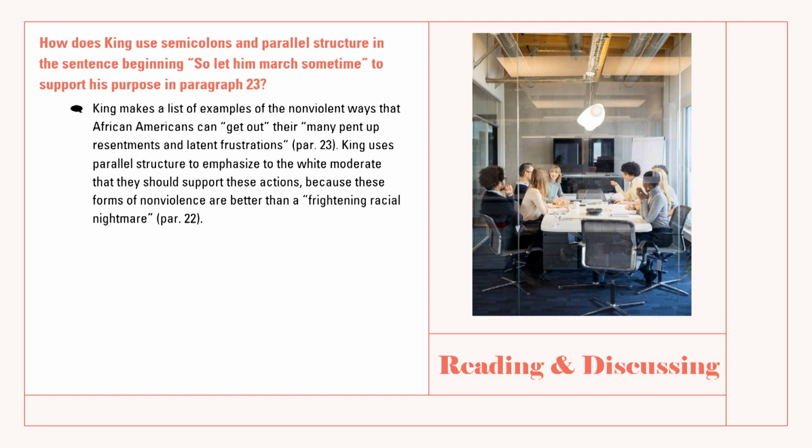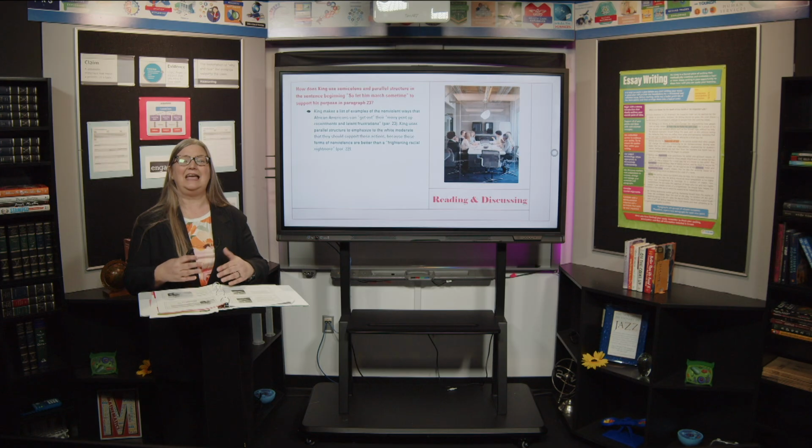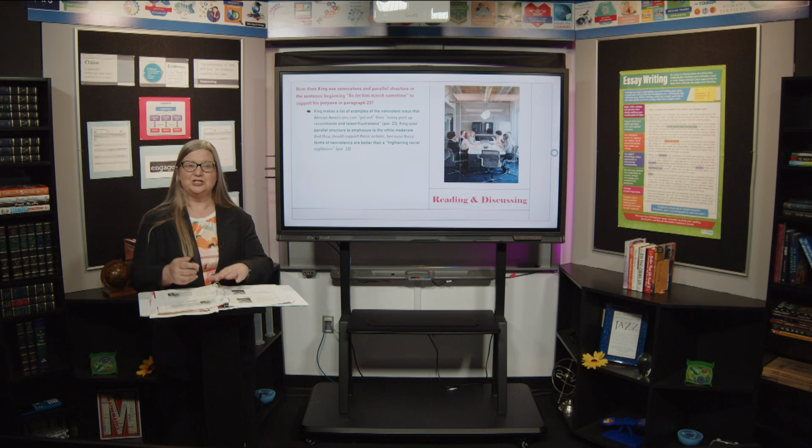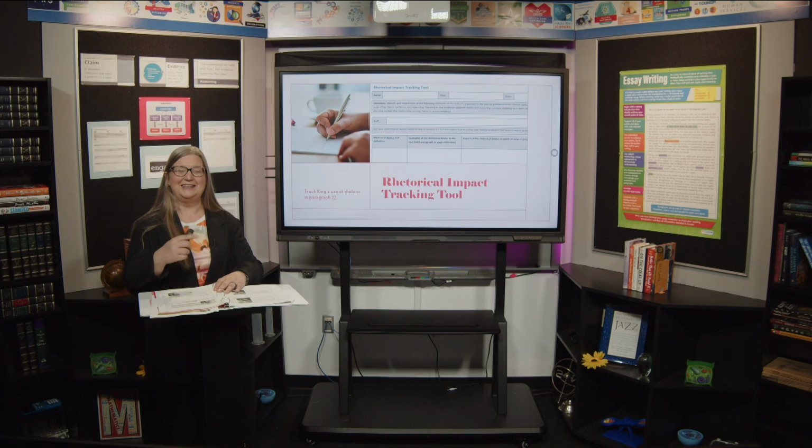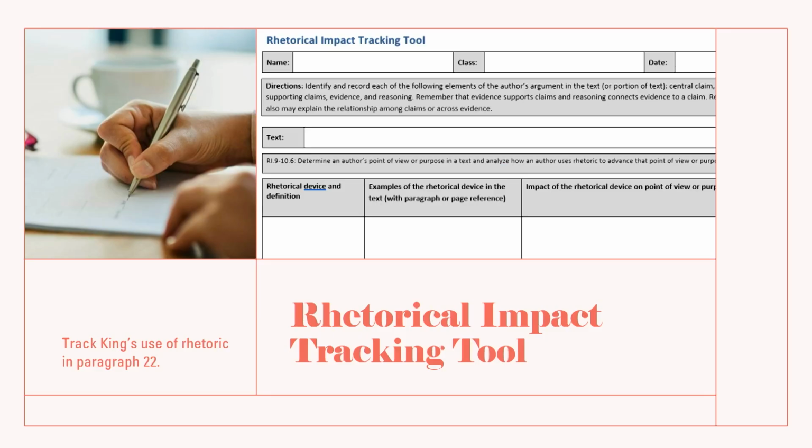So thinking about how King is using semicolons as a rhetorical device, that leads us to what? That rhetorical impact tracking tool. So I'm going to give you a minute, and it says track his use of rhetoric in paragraph 22. We're actually tracking the rhetoric from paragraph 23.